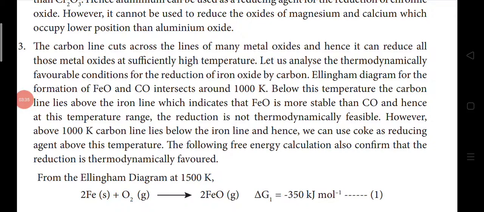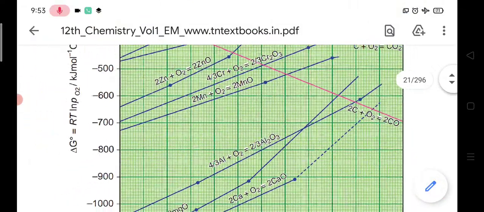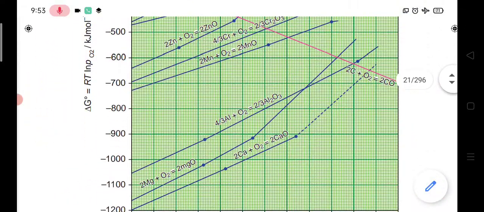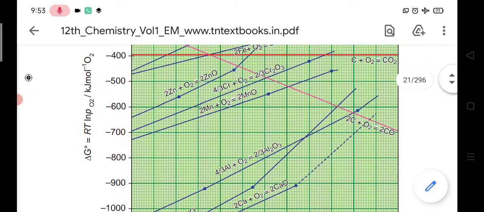So let us analyze thermodynamically the favorable condition for the reduction of iron oxide by carbon. So இப்போ iron oxide நம்ம carbon யூஸ் பண்ணி reduce பண்ண போறோம். So Ellingham diagram for the formation of iron oxide and carbon monoxide intersects at 1000 Kelvin. You see in the graph iron oxide and carbon monoxide at 1000 Kelvin they both are getting intersected.